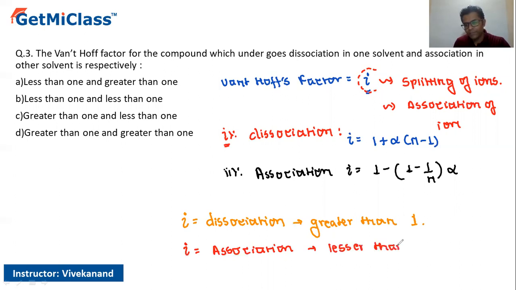Now, according to the question, the Van't Hoff factor for the compound which undergoes dissociation. They have used the term dissociation first. That means of course the answer first should be greater than 1 in one solvent, and it undergoes association in the next solvent. That means lesser than 1. So if we take this into consideration, the answer should be greater than 1 and lesser than 1. So our correct option is option C. Greater than 1 and less than 1 is the correct answer.